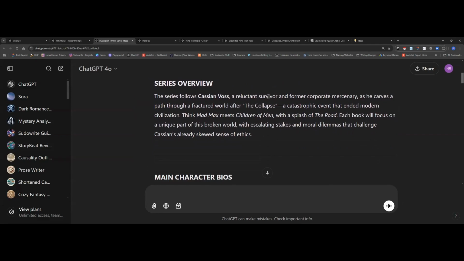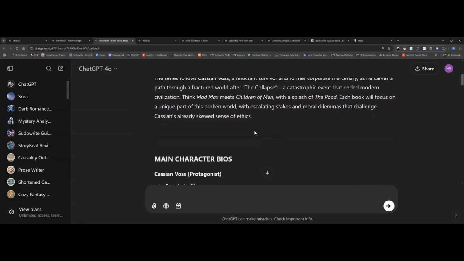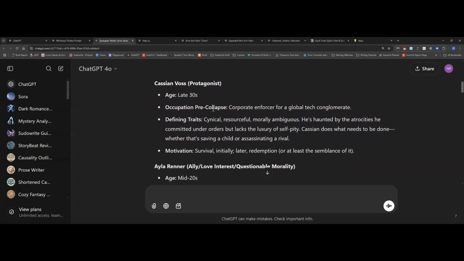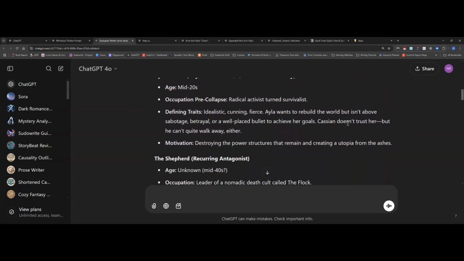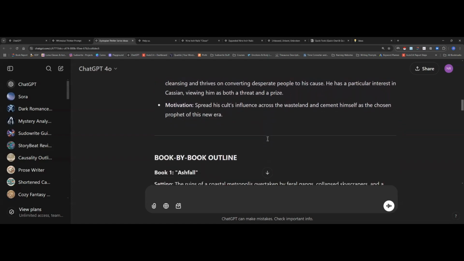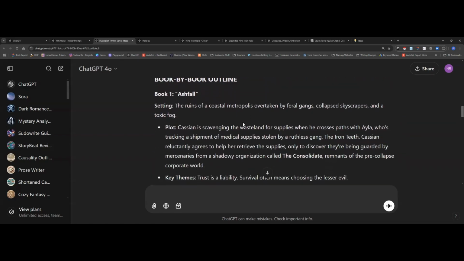We have Cassian Voss, reluctant survivor, former corporate mercenary. And each book will focus on a unique part of the world, escalating stakes and moral dilemmas. It gives us our little bios. We have our main protagonist here, Cassian, a love interest, and the antagonist. As always, go back and forth with Chat. Let it know what you like, what you don't like, or any different thoughts that you have, or how the series or the book should play out.